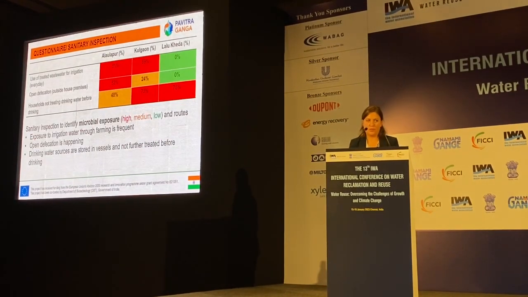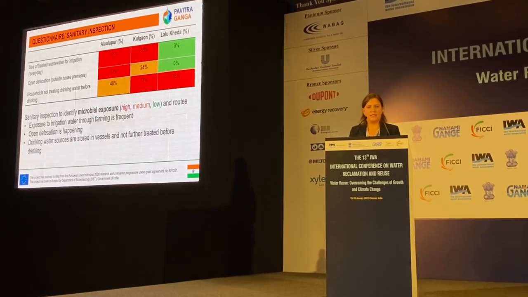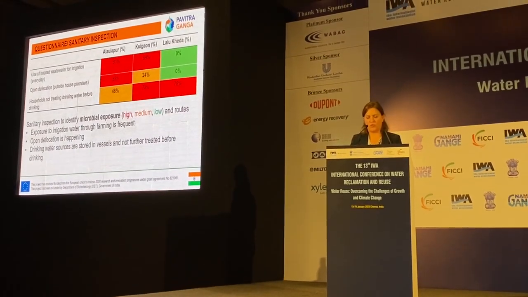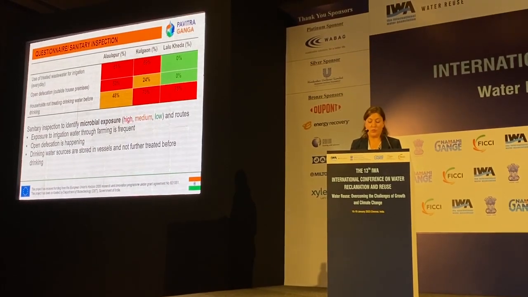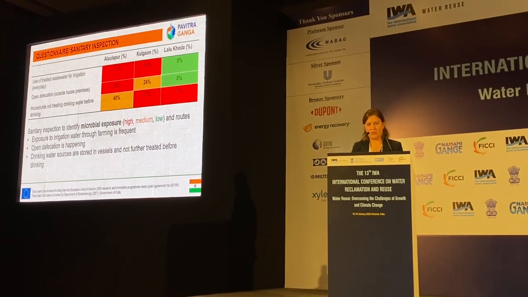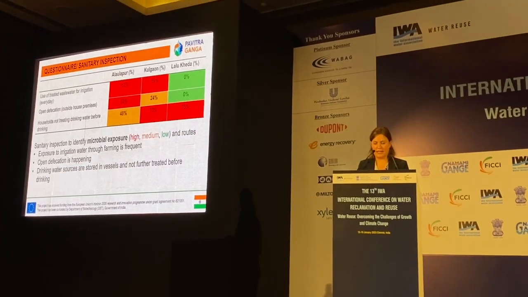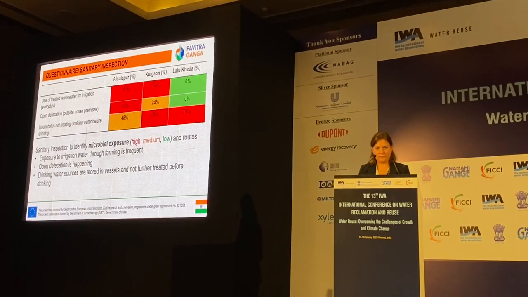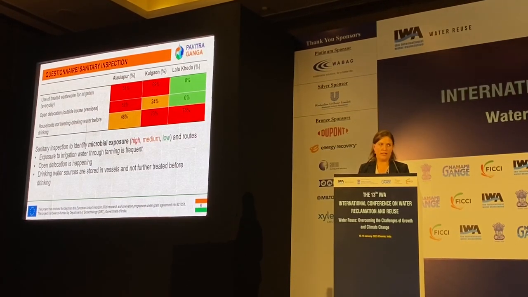So what we've learned from the questionnaire-based survey and also the inspection checklist is that in Alaulapur and Kulgaon, 60 to 70% of the farmers really use this water from the irrigation channels almost every day. Thus this practice seems quite frequent and presents a high exposure given the E. coli concentration seen in the slide before.